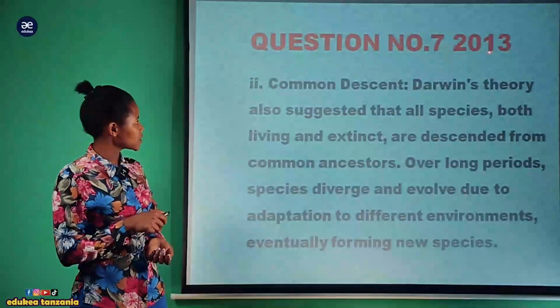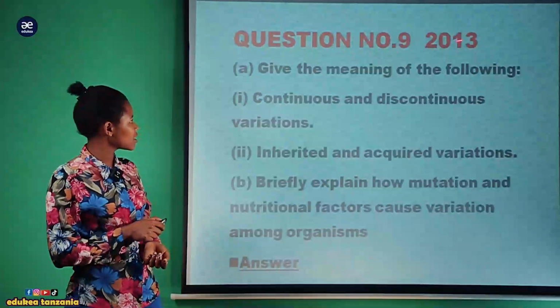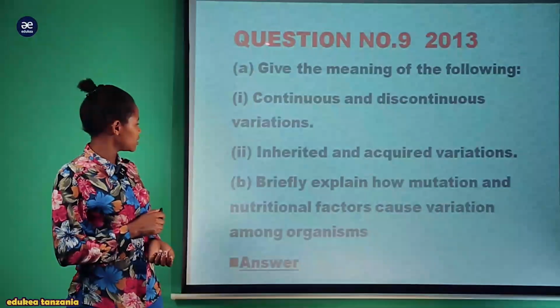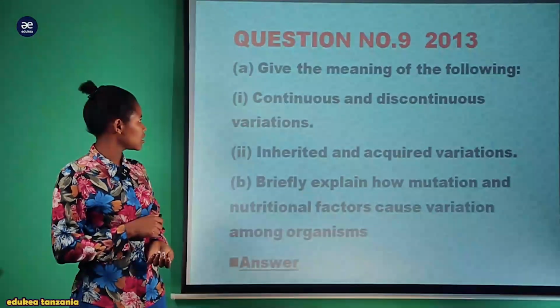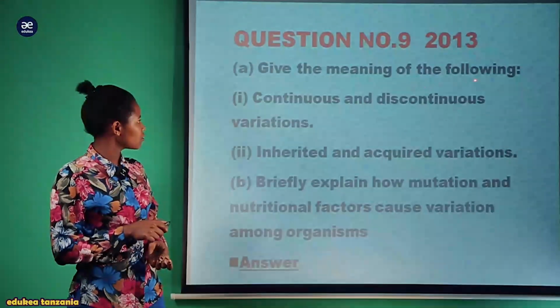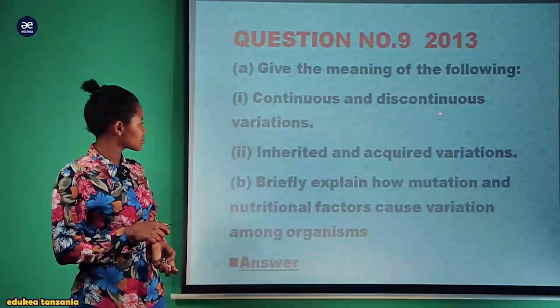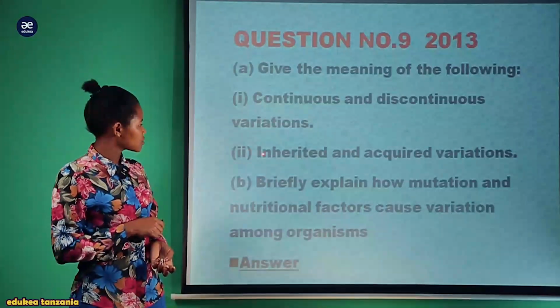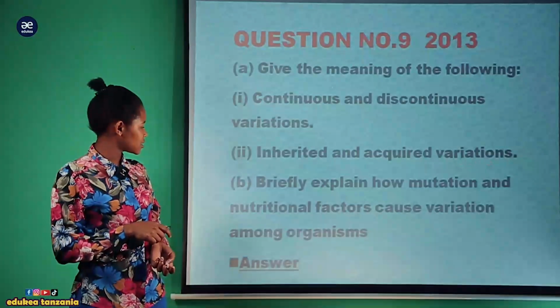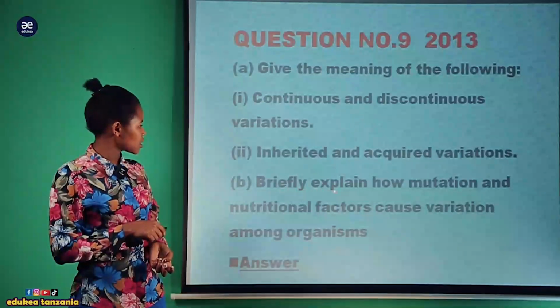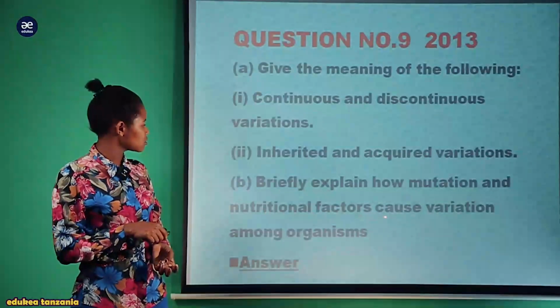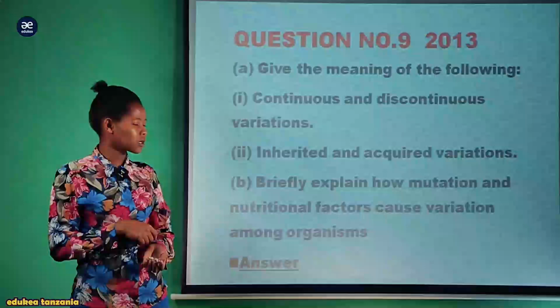After then kuangalia swali la 7, twende tukaangalia swali la 9 2013, na lenyewe lina comprise part A na B. You can see the part A need to give the meaning of the following: continuous and discontinuous variation, also inherited and acquired variations. Part B need us to explain how mutation and nutritional factors cause variation among organisms.